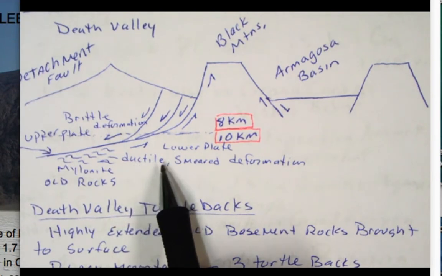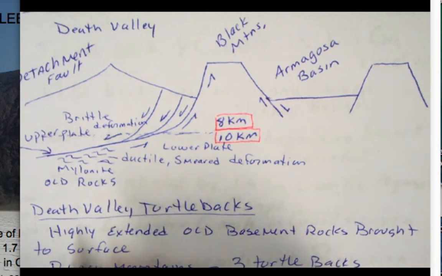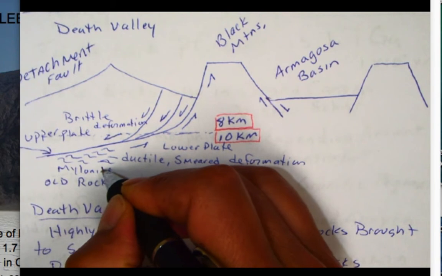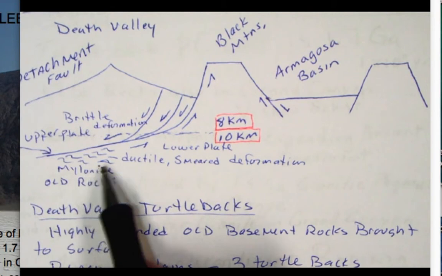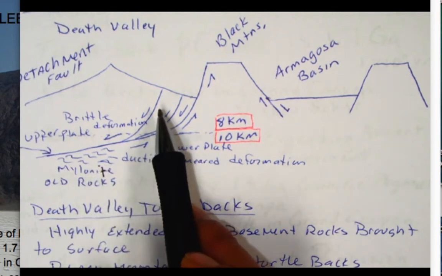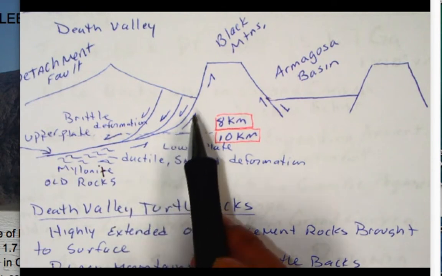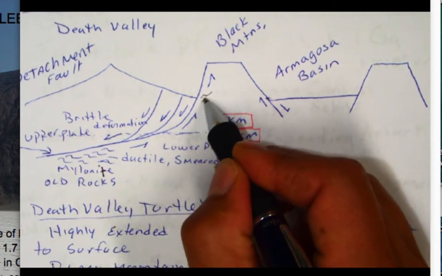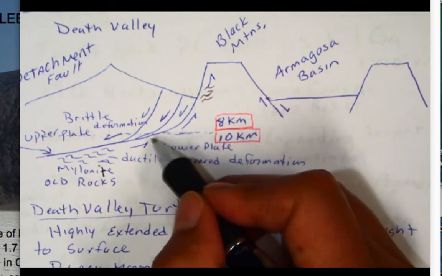In fact, the type of rock that forms here is a rock called mylonite. And mylonite is a smeared rock. It occurs around fault zones, right? And what's more, these mylonite rocks are going to be old because they're deeply buried. Now as we extend this terrain, as we slide these upper plate rocks away, we're going to expose these deeper rocks up to the surface. So these mylonite rocks will be exposed here so we can observe them.